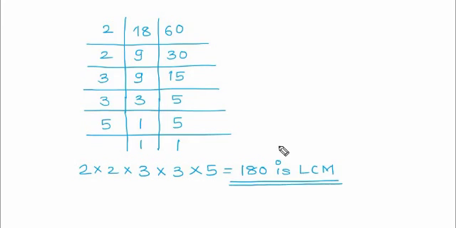And if we see, 60's multiples are 60, 120 and 180. And if we see, we cannot divide 120 by 18 completely. We can divide 180. So 180 is going to be the lowest common multiple.